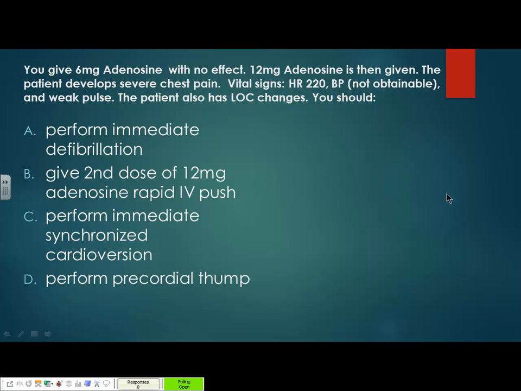You give 6 milligrams of adenosine with no effect. 12 milligrams of adenosine is then given. The patient develops severe chest pain, vital signs: heart rate 220, blood pressure not obtainable, and a weak pulse. The patient also has level of consciousness changes. You should do what? Now remember about your patients, especially on these dynamic stations, these dynamic scenarios, the patient is dynamic, which means what? He changes.